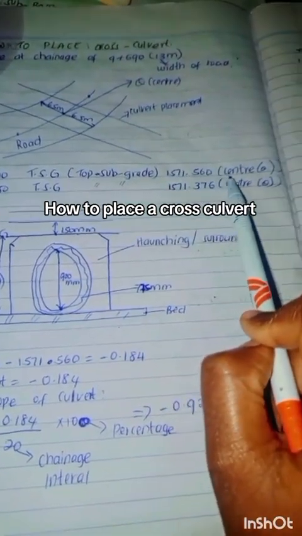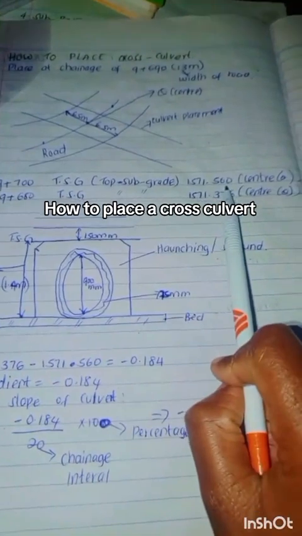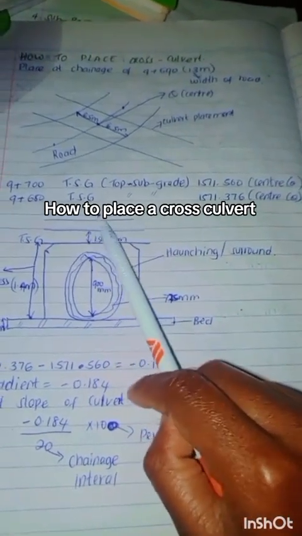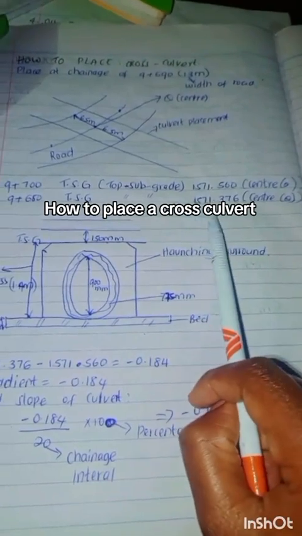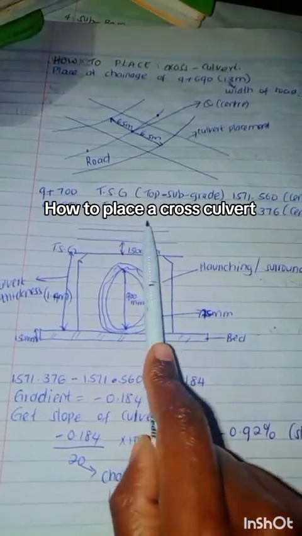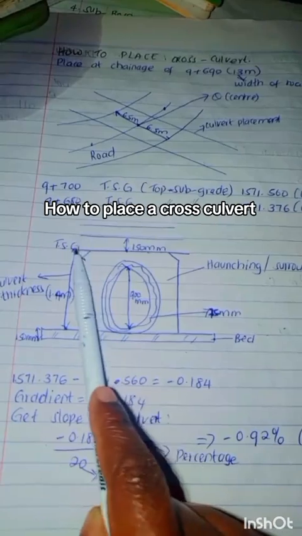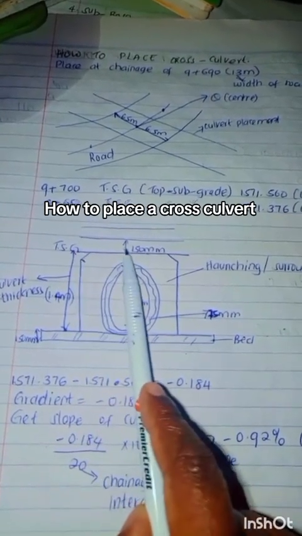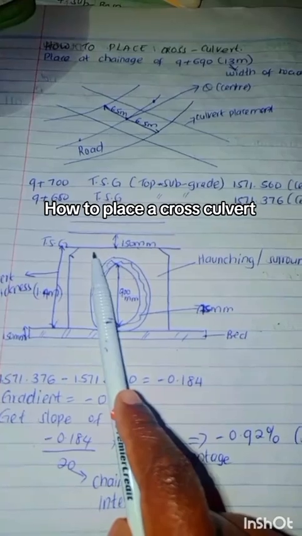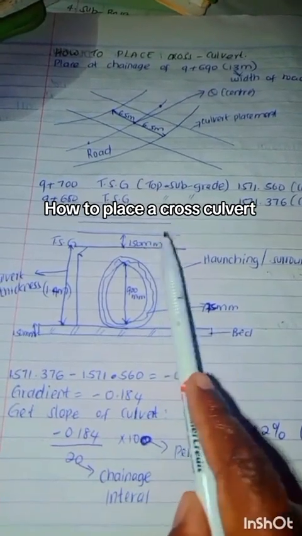So we've got the value of the center of each and every chainage. Here we've got 9 plus 700, where we have 1571.560 for the center design, and 9 plus 680 center design is 1571.376. This is the upper section of the top layers, whereby when you start placing a culvert, you start from TST, as I said earlier. The TST level is maybe around 150 to 175, it depends, but this is provided. That is not important for now.